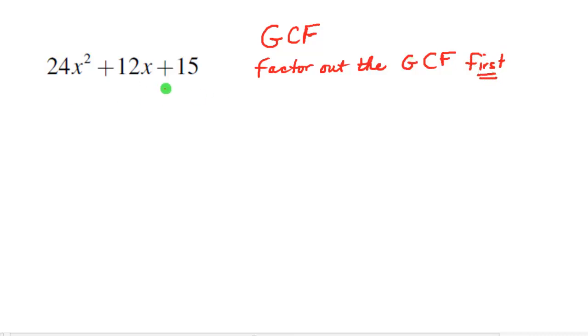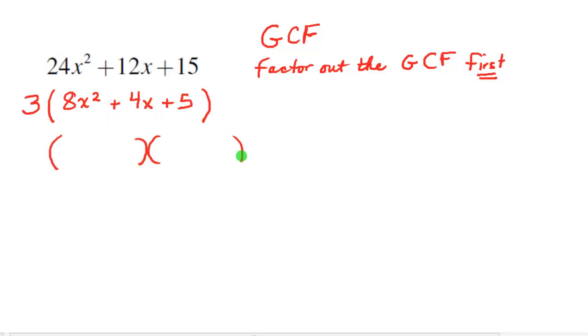So the greatest common factor here is 3, so we're going to take out a 3. And that's going to leave us with 8x squared plus 4x plus 5. And this trinomial is the one that we're going to do the trial and error on. The 3 just kind of hangs on. So it tags along. Okay?